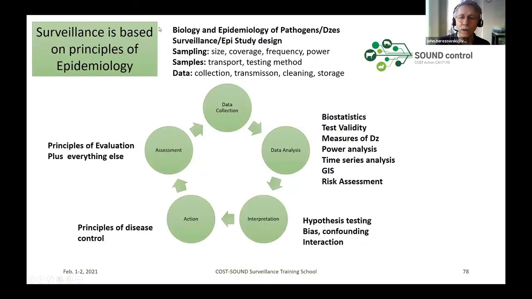Of course, we always have to remember this about the basic principles of epidemiology, and surveillance is based on those principles, which is why this was an introductory course to epidemiology and surveillance, just to bring forward some of those more important parts of epidemiology that are important for surveillance. So in all stages, data collection, data analysis, interpretation, action, and assessment, having a good, strong basis in epidemiology is important.